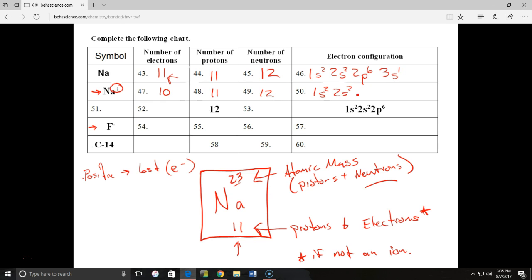1s2, 2s2, 2p6. All right. If you look, 50 matches this one also. The one down here, 1s2, 2s2, 2p6. So that tells you right off the bat that 52 has 10 electrons. But if you look, whatever 51 is, it has 12 protons. 12 protons has to be Mg. If I have 12 pluses, 10 minuses, it must be a plus 2.